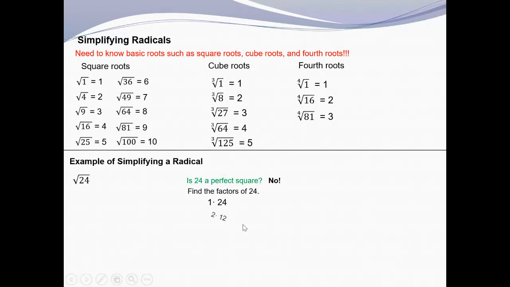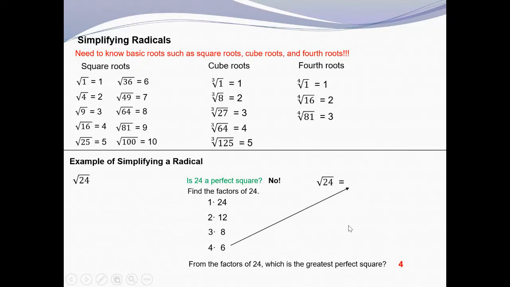1 times 24, 2 times 12, 3 times 8, and 4 times 6. So from here, what's the largest perfect square? The answer will be 4, which is the greatest perfect square. That's why I'm going to reduce that one. It's going to be the square root of 4 times the square root of 6. The square root of 4 is 2, and that stays how it is. So this is my answer, guys.